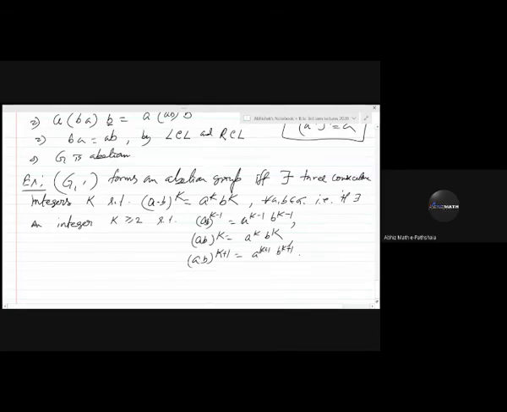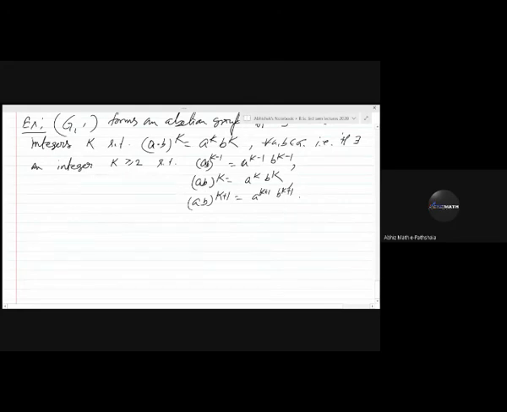Okay. So if these three conditions are satisfied by this group, then this group will form an abelian group. Okay. So I would like to leave this as an exercise.